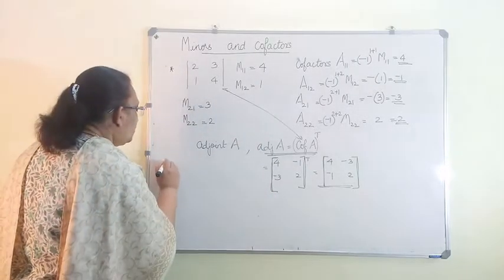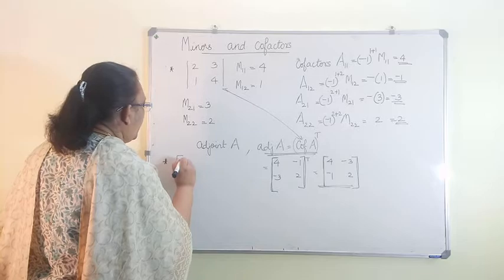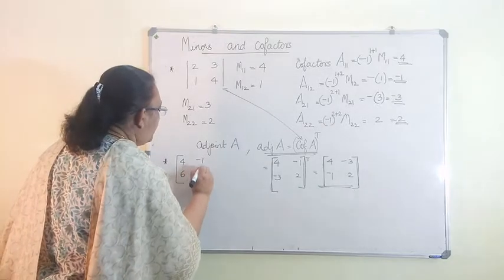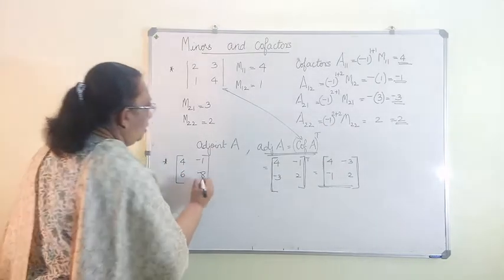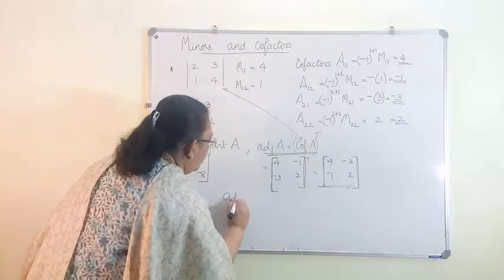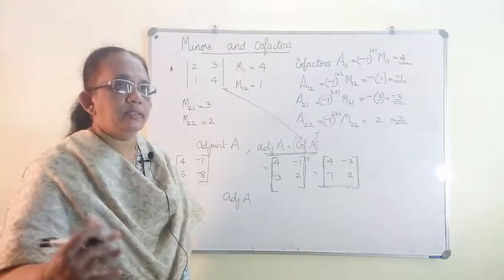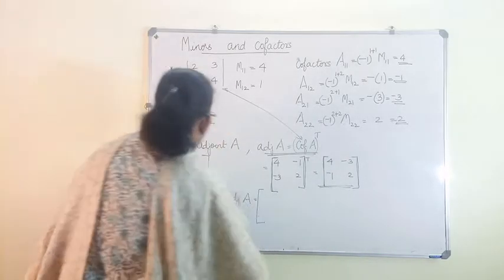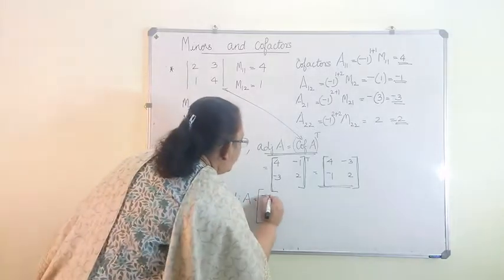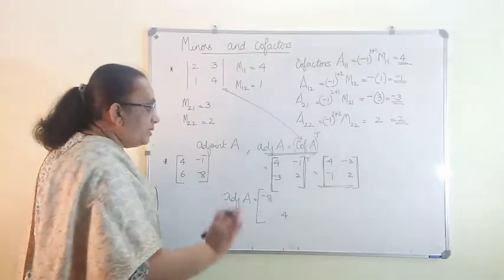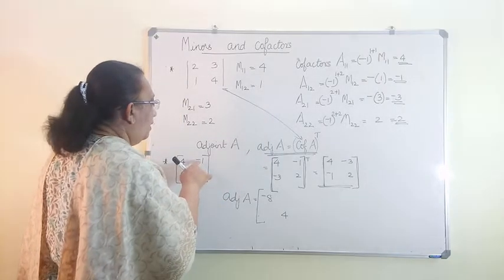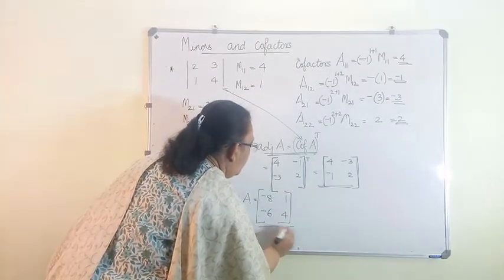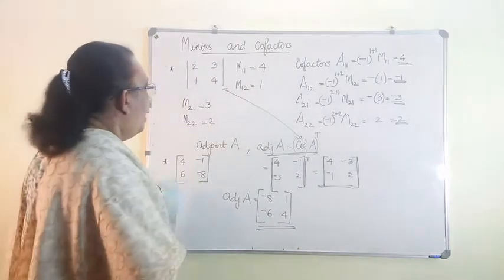Now let me give you an example, a 2 by 2 matrix. A is equal to 4, minus 1, 6, minus 8. What is the adjoint of the matrix A? Now, depending on the question, you have to answer it. Like if it is a 1 mark question, you can just write down adjoint of A is equal to, what have you to do? Interchange these two. That is minus 8, 4. These two as such, but what you have to do is change the sign. So minus 1 becomes plus 1, 6 becomes minus 6. This is how you find the adjoint of a matrix.